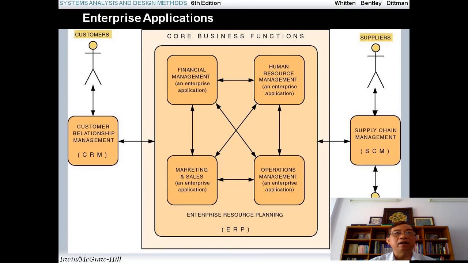And in this slide, you see the enterprise application. In this case, it is ERP, and you see the customer and the supplier. In this system, many integrated functions are connected together. You see financial management, human resource management, marketing and sales, operations management, all the things embedded together, and you have an ERP, enterprise resource planning. This enterprise resource planning is very popular now in business.